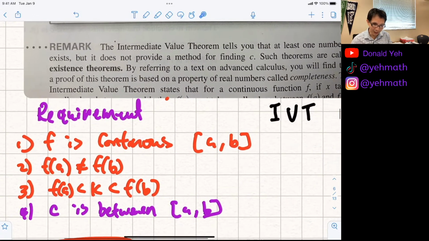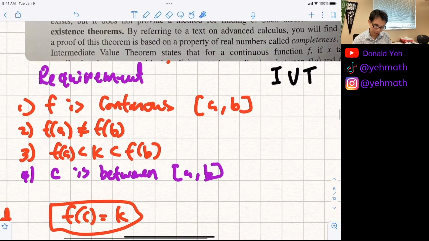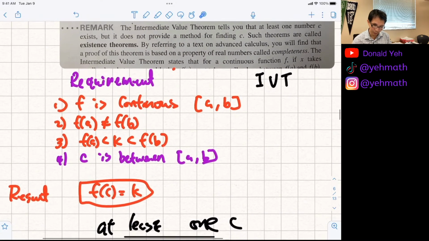In order for IVT to work, there are requirements. I'm going to list down these requirements. The first requirement, f is continuous. So write down intermediate value theorem, requirement, and result. Okay, so this is the result. The result is the second statement. So the first statement you want to break down says f is continuous between a and b, closed bracket. That means including a and b.